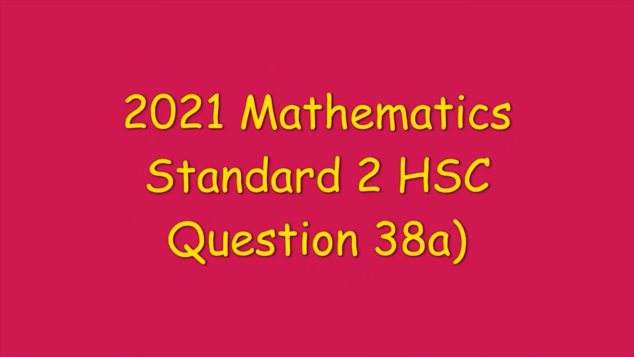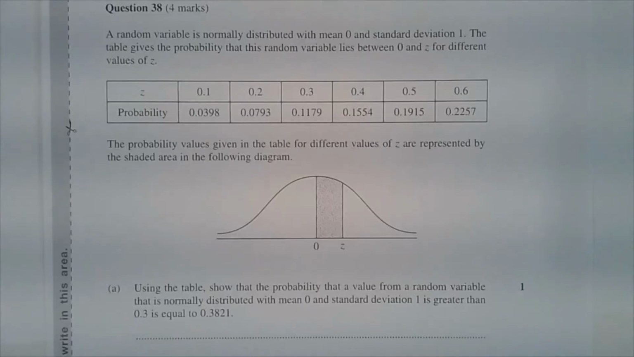Question 38. A random variable is normally distributed with mean 0 and standard deviation 1. The table gives the probability that this random variable lies between 0 and z for different values of z. The probability values given in the table for different values of z are represented by the shaded area in the following diagram. Part A. Using the table, show that the probability that a value from a random variable that is normally distributed with mean 0 and standard deviation 1 is greater than 0.3 is equal to 0.3821.